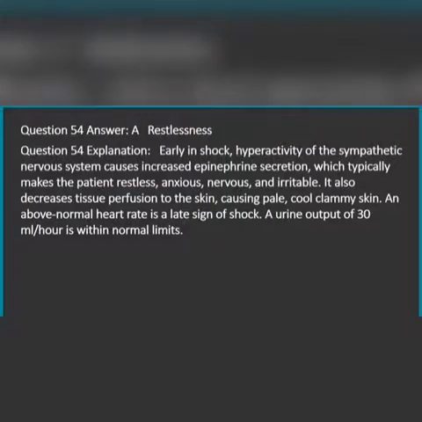Question 54. Explanation: Early in shock, hyperactivity of the sympathetic nervous system causes increased epinephrine secretion, which typically makes the patient restless, anxious, nervous, and irritable. It also decreases tissue perfusion to the skin, causing pale, cool, clammy skin. An above normal heart rate is a late sign of shock. A urine output of 30 ml/hour is within normal limits.